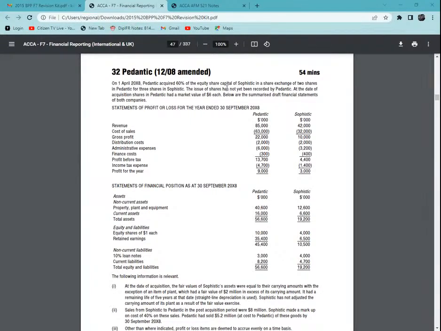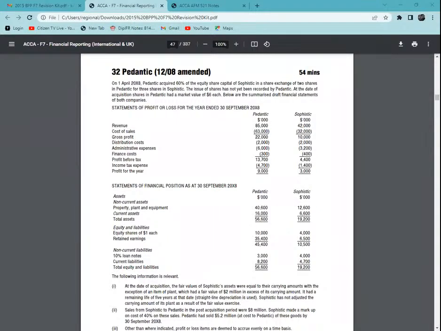I'm not interested in the statement of profit or loss. I am interested in today's class, in showing you how to get the statement of financial position as at 31st September 08. So they have given us the statements for Pedantic and for Sophistic. My role today is to show you how to consolidate.